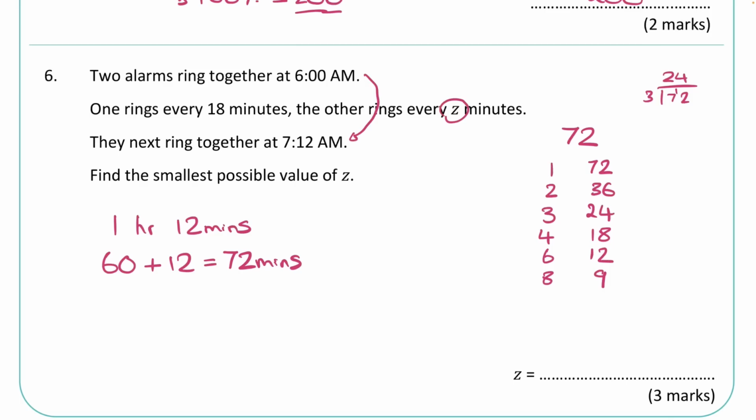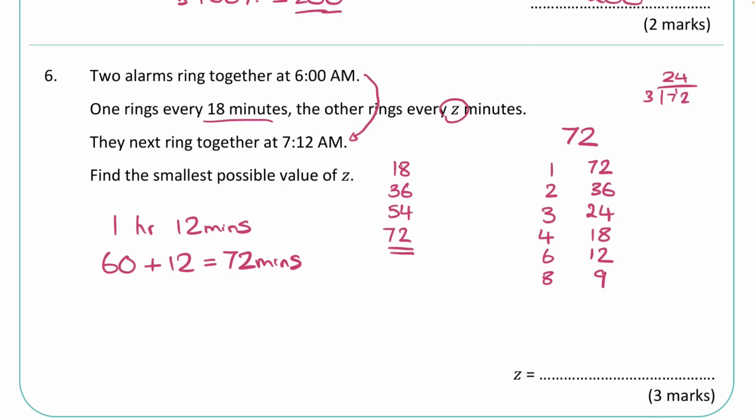But of course, remembering that the original alarm is going to go off every 18 minutes. So that's going to go off at 18 minutes, it's going to go off at 36 minutes, it's going to go off at 54 minutes, and then it's going to go off again at 72 minutes. And we want the one that matches at 72.